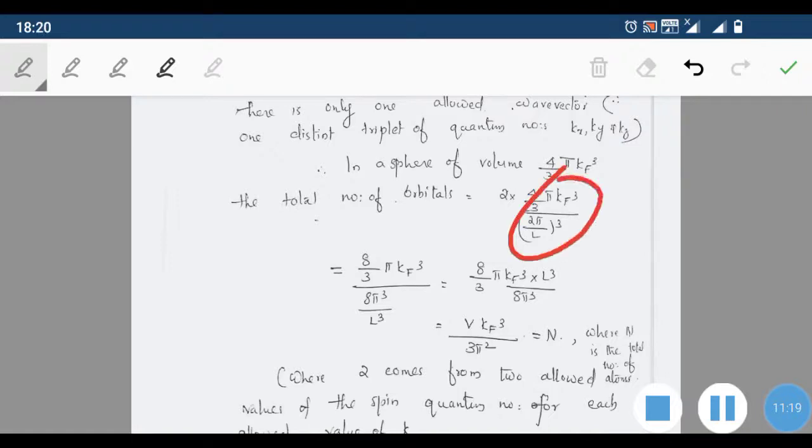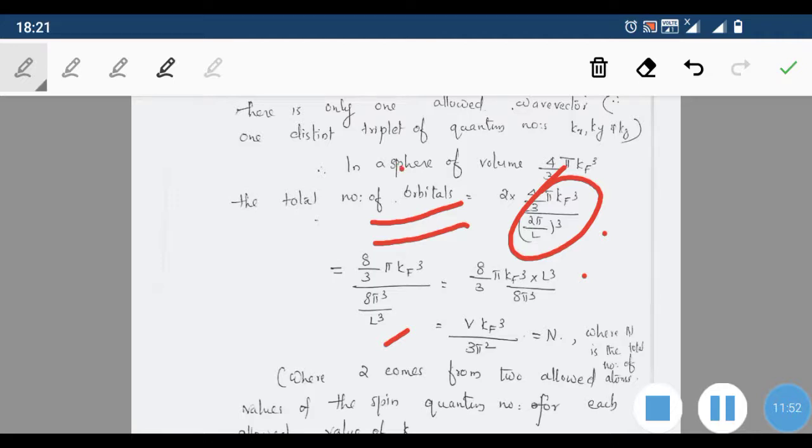This term is the allowed value of k, and since each level corresponds to 2 electrons, the number of orbitals will be equal to 2 times this value. Substituting, we get 8/3 π kf³ divided by 8π³L³, which equals 8/3 π kf³ times L³ divided by 8π³, and that equals V times kf³ divided by 3π², which is equal to n, where n is the total number of atoms.